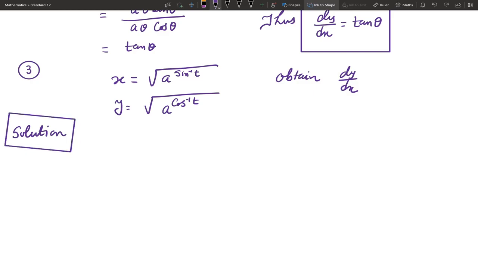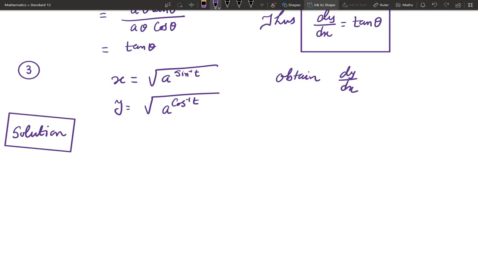There are so many methods to solve this one. One is dy by dx: x is in terms of parameter t, y is in terms of parameter t. So dy by dx can be obtained as dy by dt upon dx by dt, or an alternate method is you can eliminate parameter t before differentiating. So that is also an alternate method.